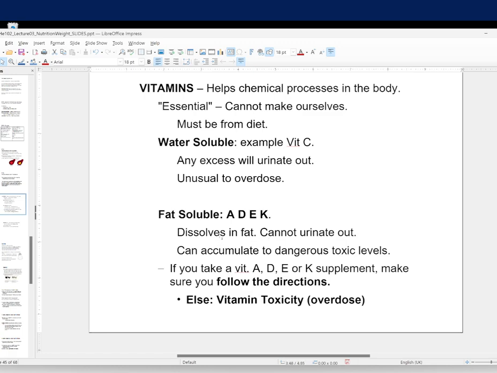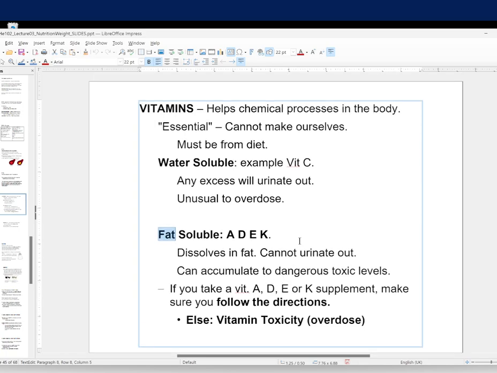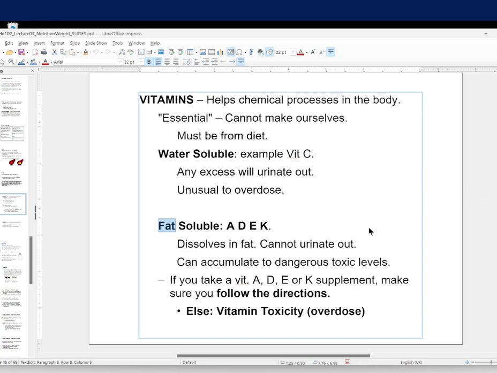That said, if you do get a supplement, you should be very careful of these 4 vitamins because they're fat soluble, which, to oversimplify, means fat soluble vitamins are easy to overdose, to get to toxic levels.